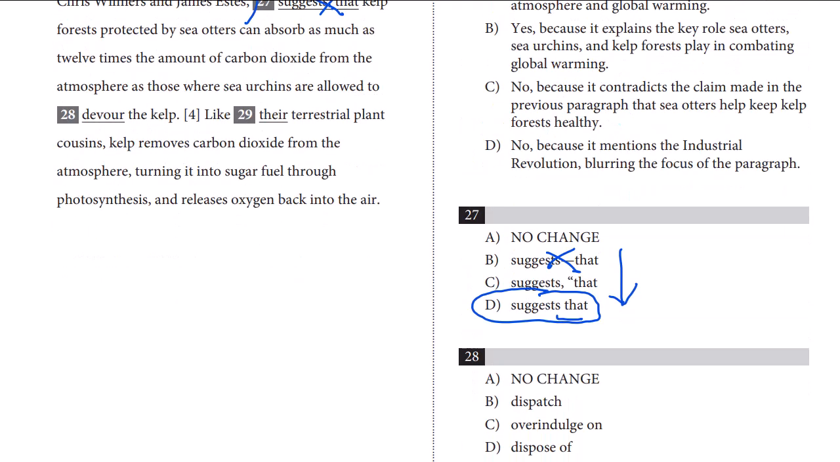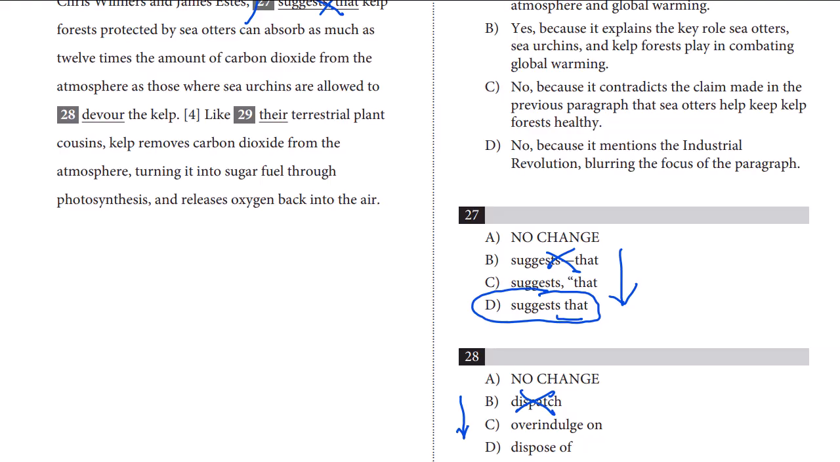28. Okay, this looks like what's the precise language here, or the precise word in this case. Suggests that kelp forests in the areas by sea otters can absorb as much as 12 times the amount of carbon dioxide from the atmosphere as those sea urchins allowed to devour the kelp. So they're devouring. That's a strong word. They're not just eating the kelp, but they're devouring the kelp. They're dispatching the kelp. Well, it's not dispatching. That means you dispatch a cab, right? That's not eating it. So dispatching is not correct.